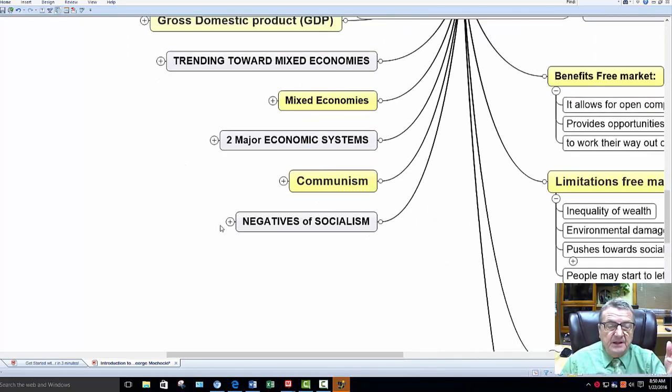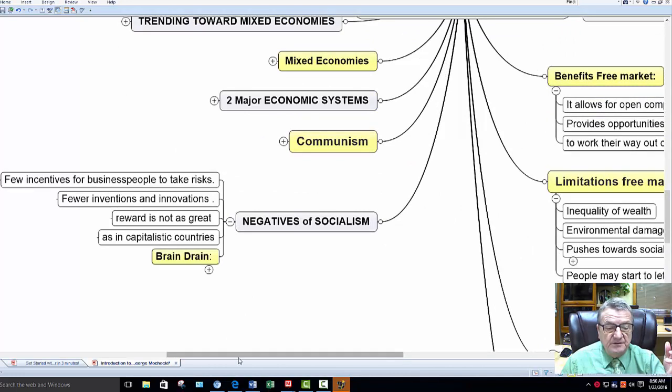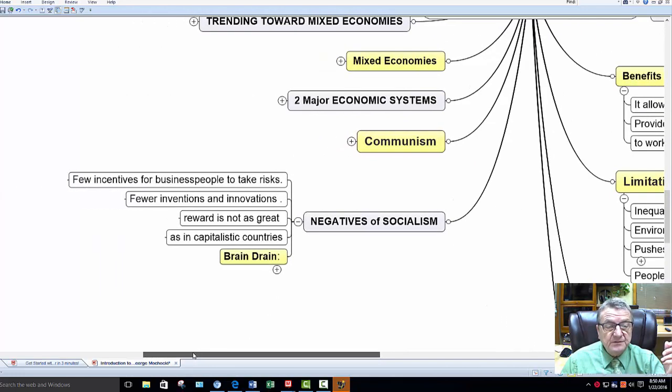Okay. Now, negative socialism is few incentives for people to take risks, fewer inventions and innovations. Reward is not as great because I'm paying more for taxes as in a capitalist country. And you got brain drain.